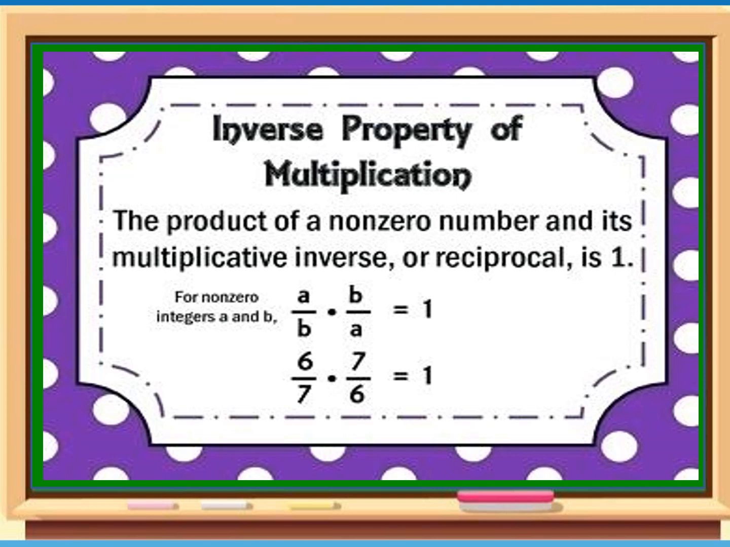Di ba? Kabaligtaran lang natin. Inverse, di ba? Or reciprocal. So, 6 over 7 times 7 over 6. So, magiging 1. Bakit? Cancel din kasi yan, di ba? Cancel na 7, cancel na 6. Or pwedeng 6 times 7, 42. 7 times 6, 42. So, 42 divided by 42 is equals to 1.